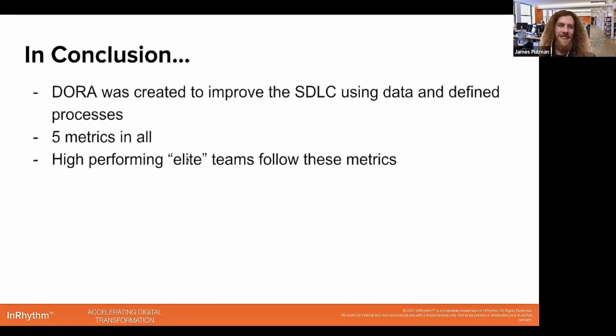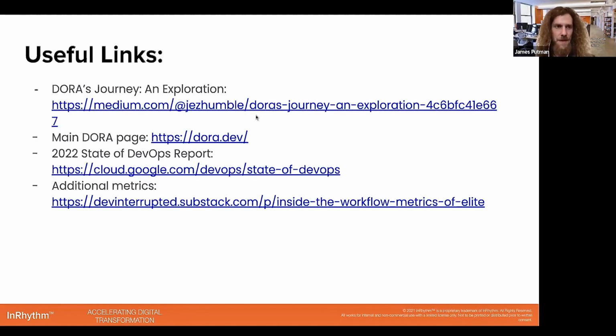And so in conclusion, DORA was created to improve the software development lifecycle using data and defined processes. 5 metrics in all, if you're including reliability, and high-performing elite teams follow these metrics. And I've also included some useful links. The first one here is a Medium article that was actually written by Jez Humble, one of the members that outlined DORA metrics and started the whole process. And it was a really good read if you guys have time to check it out.